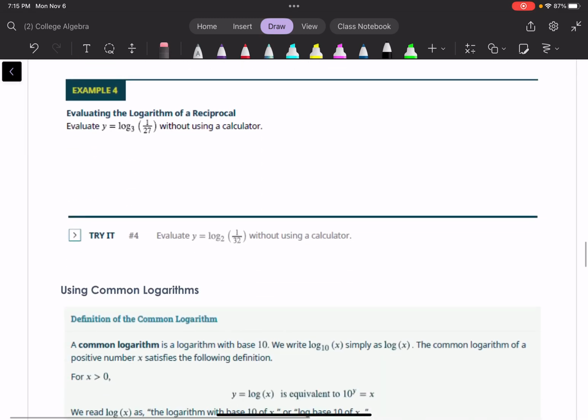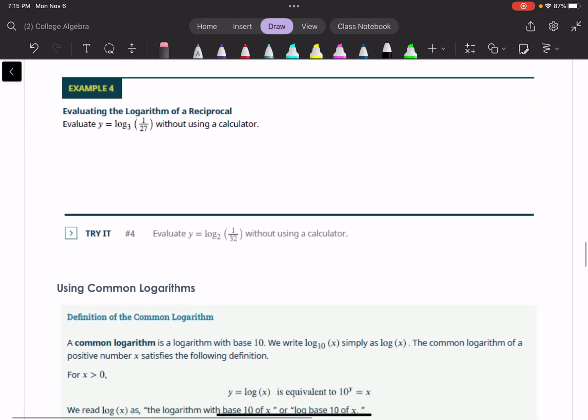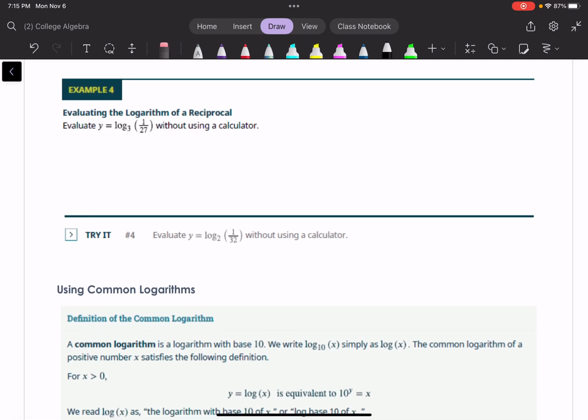All right, so example 4, evaluating the logarithm of a reciprocal. So a reciprocal is just 1 over a number. And so we're going to have to think this through a little bit. And so I'm just going to start, instead of 1 over 27, with a simpler idea. 3 to what power equals just plain old 27, right? And we'll start there. That won't be our final answer to the question, but we can say that 3 to the 3rd power is equal to 27.